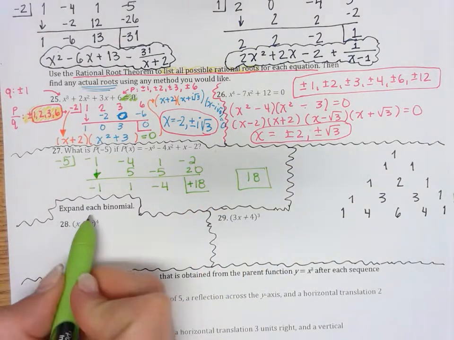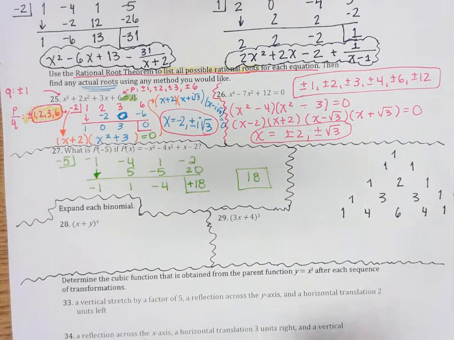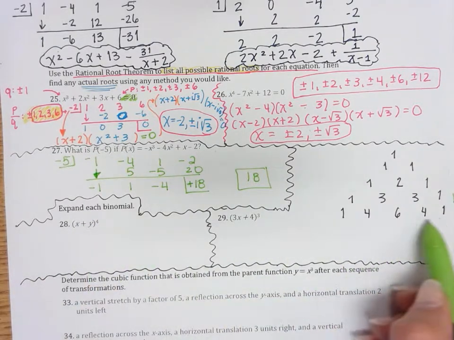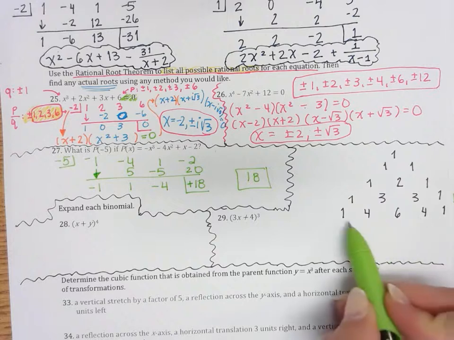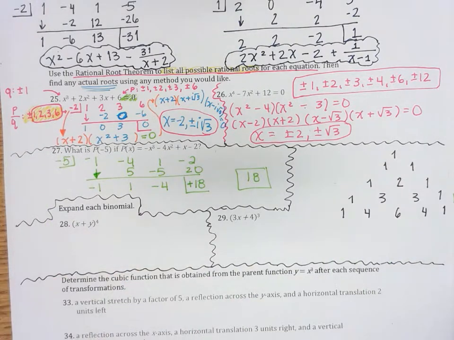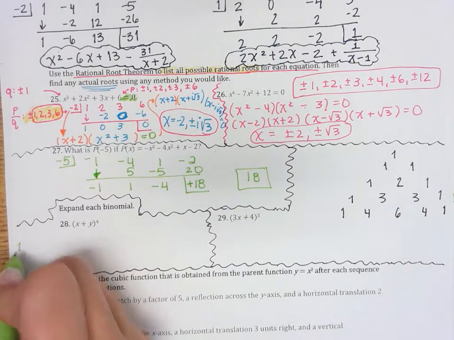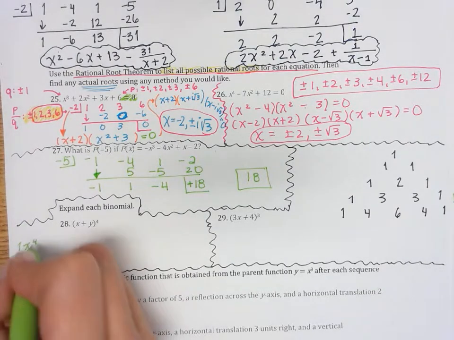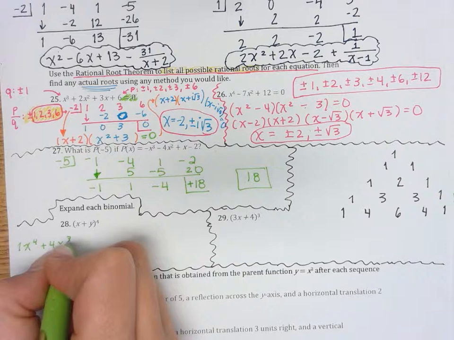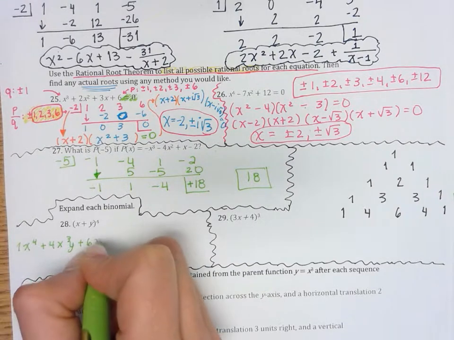Next, expand each binomial. We're going to use Pascal's triangle. Fourth power, which means we're going to use row 4. These are my coefficients that I start with. X to the 4, 3, 2, 1, none. Backwards, y to the 4, 3, 2, 1, none, and then you're done. So 1, x to the 4, plus 4, x cubed y, plus 6, x squared y squared.